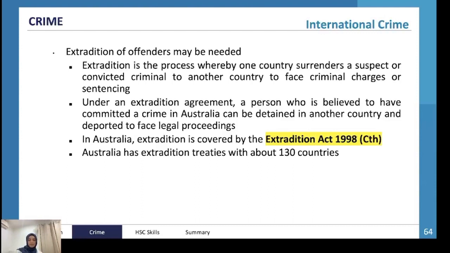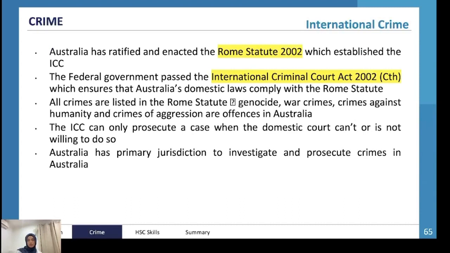Australia has ratified and enacted the Rome Statute of 2002, which established the ICC, the International Criminal Court. The federal government passed the International Criminal Court Act of 2002, Commonwealth, which ensures that Australia's domestic laws comply with the Rome Statute. All crimes listed in the Rome Statute, which include genocide, war crimes, crimes against humanity, and crimes of aggression, are offences in Australia. The ICC can only prosecute a case when the domestic court can't or is not willing to do so. Australia has primary jurisdiction to investigate and prosecute crimes in Australia.